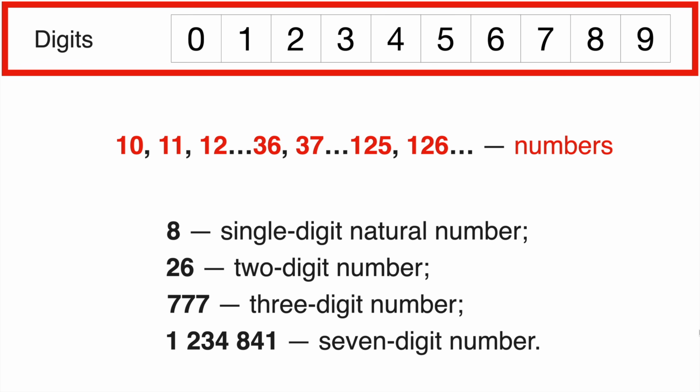To make it easier to understand, let's give an analogy. Just as words are written using letters, numbers are written using digits. So a digit is like a letter and a number is like a word.